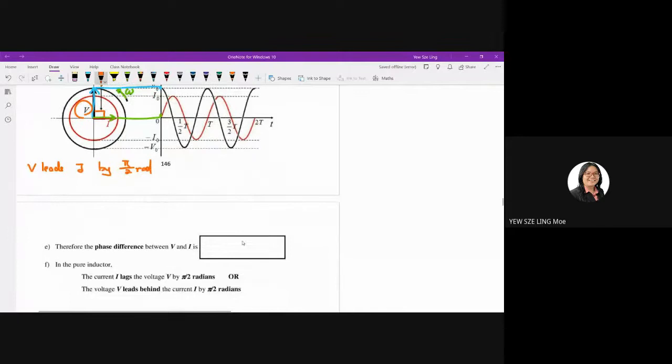But if you want to do it by calculation, then of course you can calculate it by using delta phi equals phi V minus phi I. You can also use I minus V, it's up to you actually. So I have omega t plus pi over 2 minus omega t, so it is equal to pi over 2. So V minus I gives you a positive value. Therefore, V leads I by pi over 2.